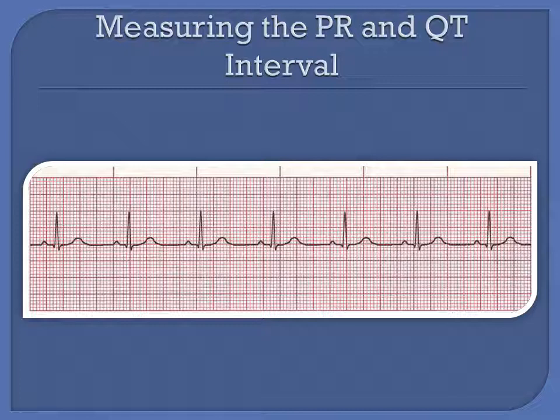There are certain diseases such as COPD and ventricular hypertrophy that may cause the PR segment to be depressed, and therefore it is not the best place to locate the isoelectric line.